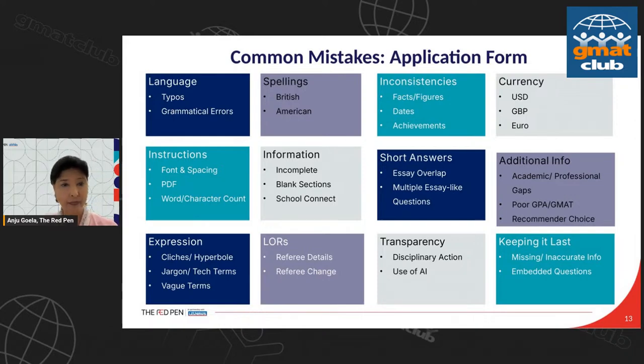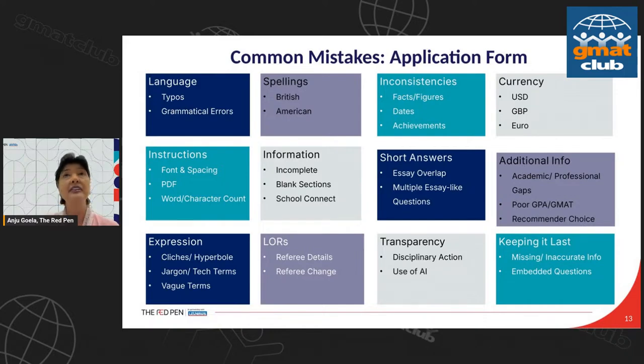Character count is more important. A lot of short answers are answered in characters, and character count means characters including spaces. And the answer will cut off at the character count. So you really need to be mindful and be very concise and compact when you answer questions that have a character count. The information that you provide should not be incomplete.